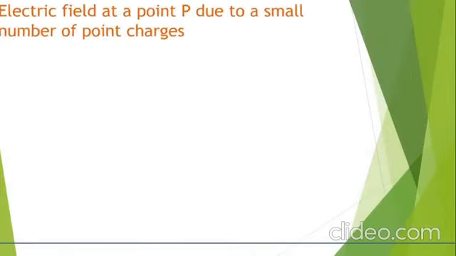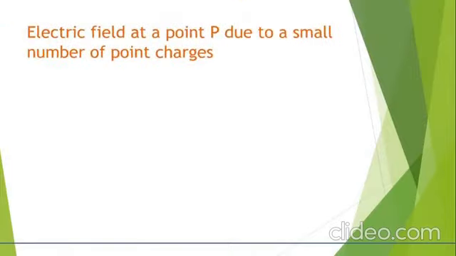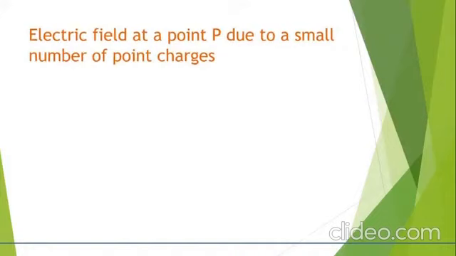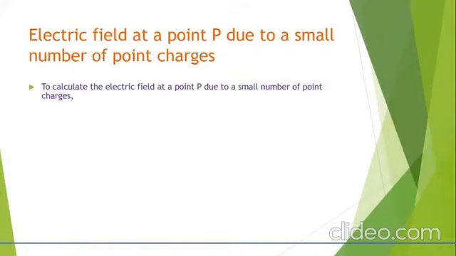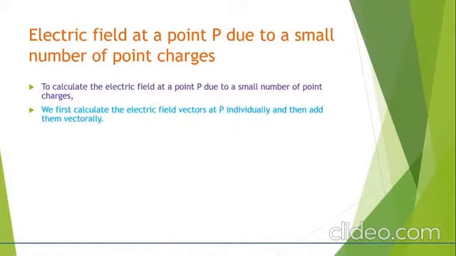Now we'll discuss the electric field vector at point P due to a small number of point charges. It can be calculated in the following steps. First, we calculate the electric field vector at point P individually for each of the charges and then add them vectorially. In other words, the total electric field vector is equal to the vector sum of all the electric field vectors at point P due to all of the point charges.